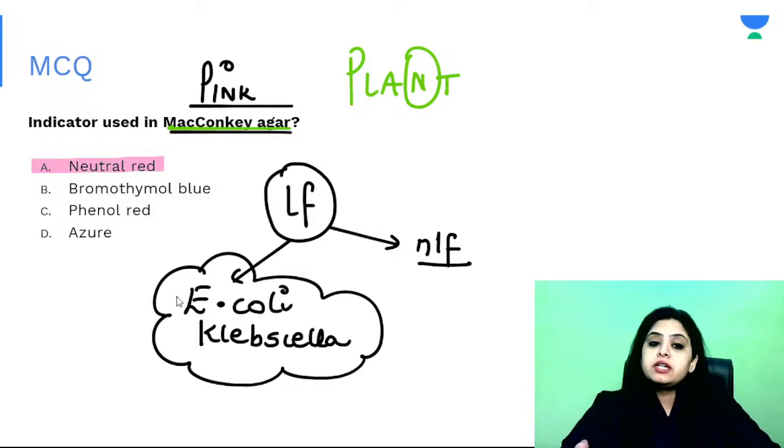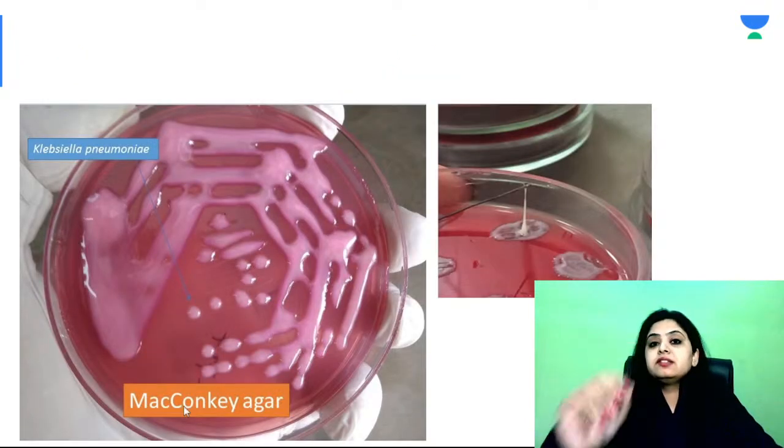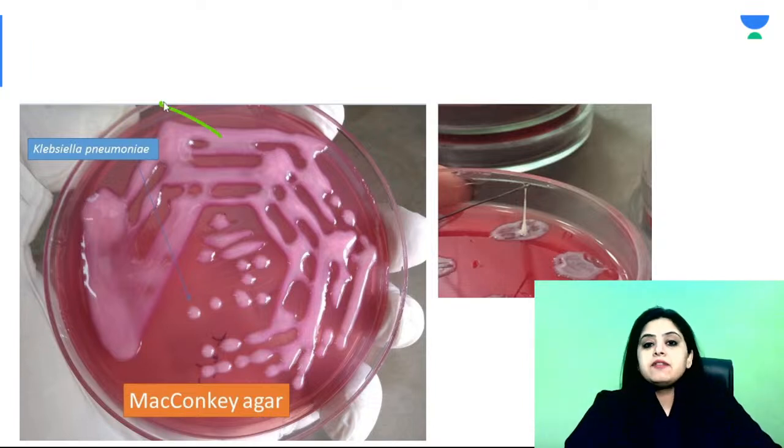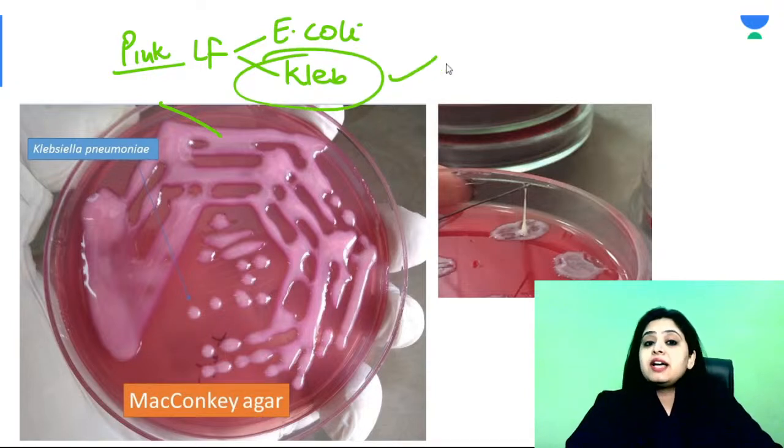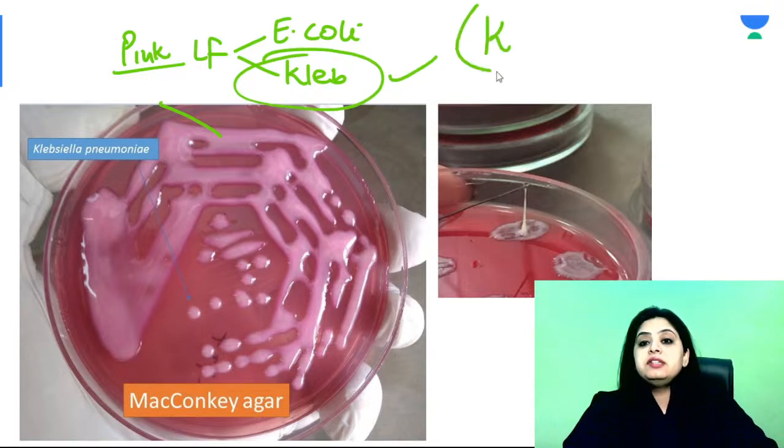How will I differentiate? This will also give a pink color, this will also give a pink color. How will I know whether it is E. coli or Klebsiella? So now let me show you another thing. Look at this. This is MacConkey agar and I've got a pink color. Pink color on MacConkey agar means lactose fermenter. Two options in front of me. Either it is E. coli or it is Klebsiella, but I believe it is Klebsiella. Why? Because Klebsiella is capsulated.